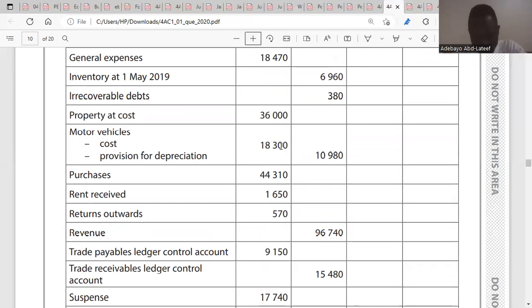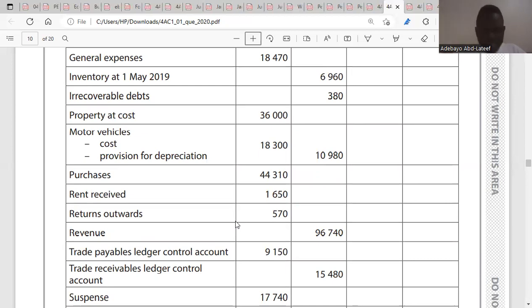The way it is here, it is correct. And provision for depreciation will be on the credit side. It's still there. It's correct. Do you get that? Then we have, what do we have there again? Purchases. Purchases is always on the debit side. Rent received on the credit side, not on the debit. Are you with me?